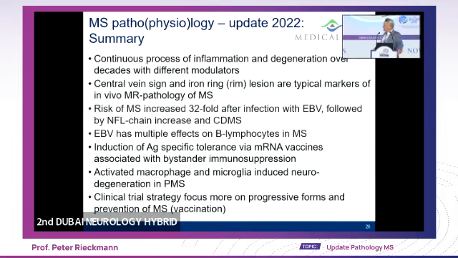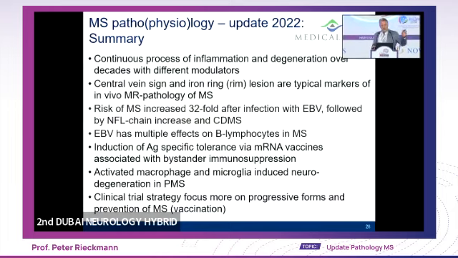So let me summarize. Pathophysiology or pathology update 2022. I think the majority of the aspects which we have learned is we can describe aspects of the continuous process of inflammation and degeneration over decades with in vivo pathology now on the MS lesions, focusing on the central vein sign and the iron ring lesion, which are typical markers of in vivo pathology.